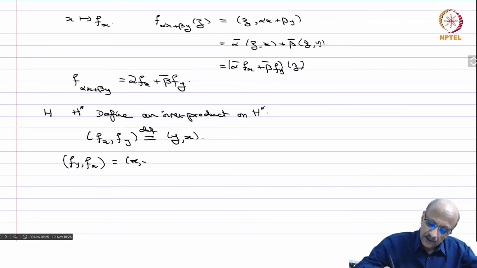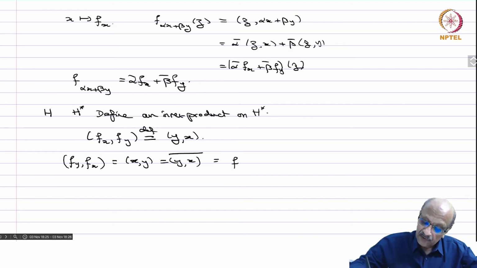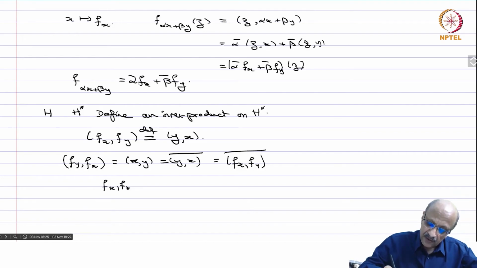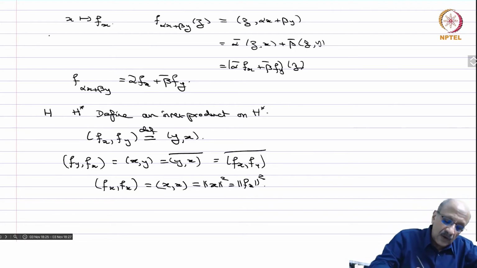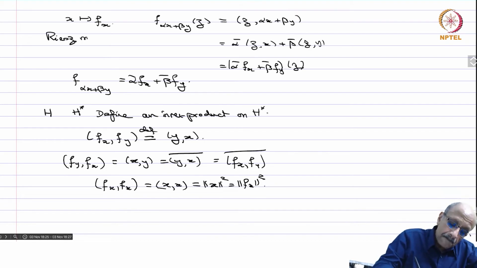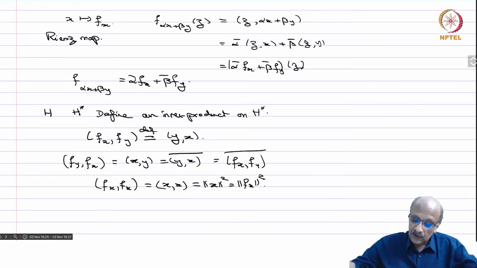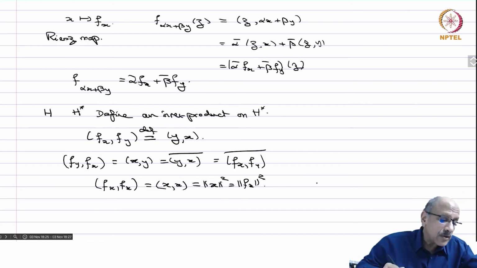This is equal to xy, which is yx conjugate, and yx is nothing but fx fy conjugate, and therefore that property is true. Now what about linearity in the first variable? What about fx fx? This is equal to xx, which is norm x squared, which is norm fx squared. We know this because the map x going to fx is called the Riesz map, and that is an isometry, and therefore you have this. So we have now checked the linearity in the first variable.